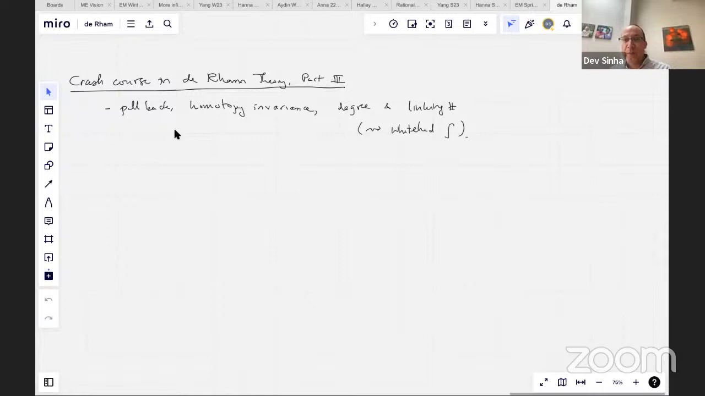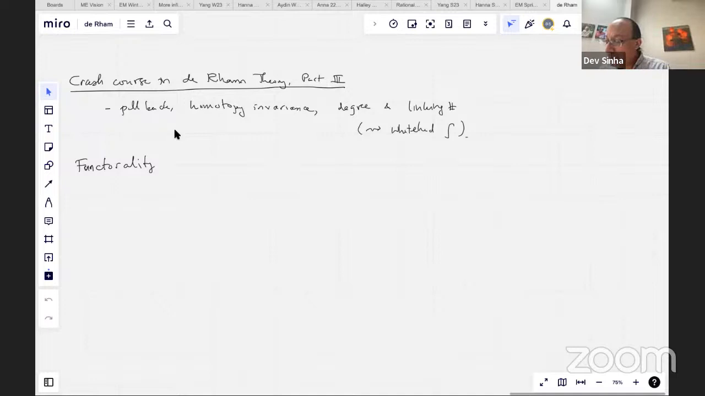So we've talked about forms as stuff to integrate, and now we're going to shift perspective gradually and understand what those integrals measure topologically. So the first thing I want to talk about is something called functoriality, which means basically how you can move things around, how things behave well with respect to continuous functions.